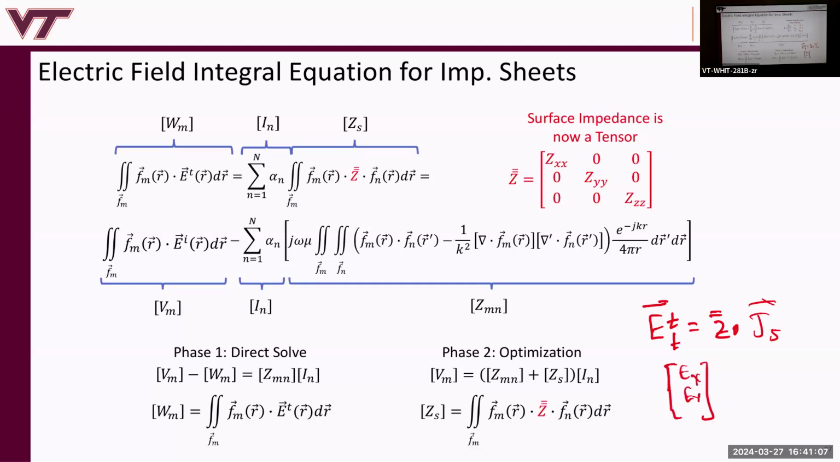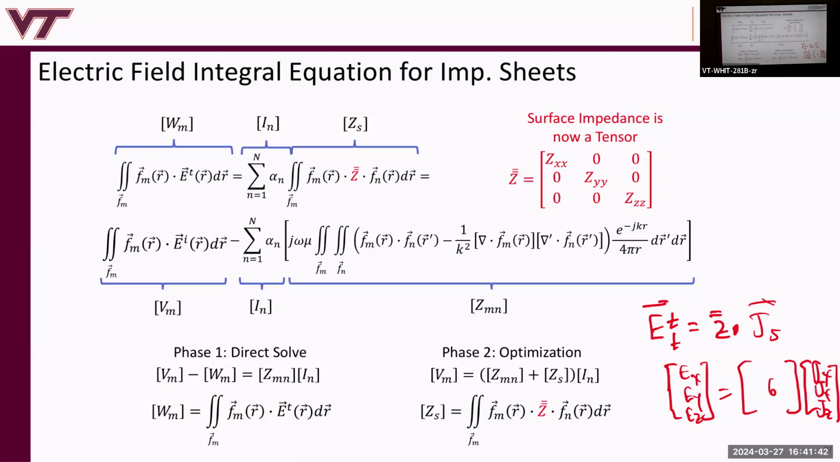EX, EY, EZ. But then you have this thing which has 9 independent entries. Really, there are only 6 independent if it's reciprocal. So let me write that. 6 entries. Then you have JX, JY, and JZ, right? So how do you solve that? You only have 3 equations and 6 unknowns. But if you make this impedance matrix diagonal, then this always has a unique solution, right? So that's why I did that.